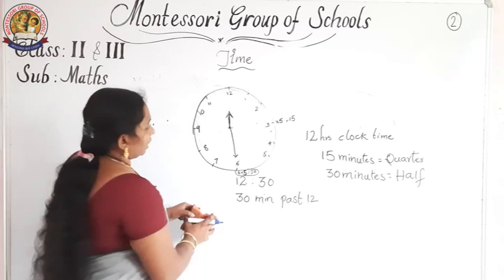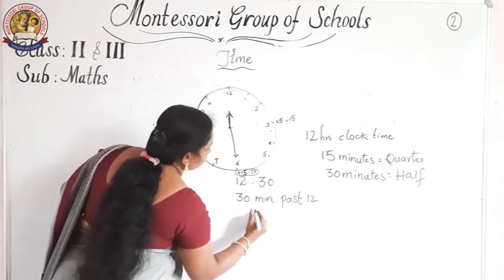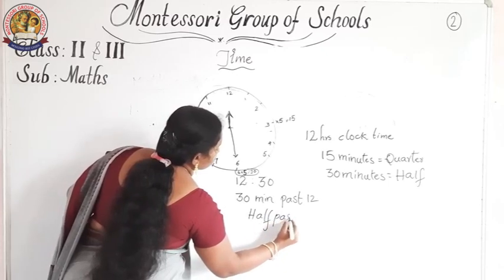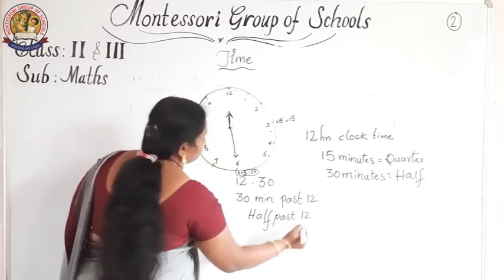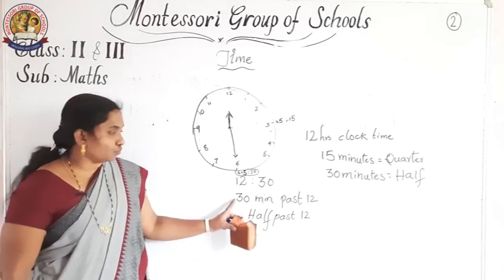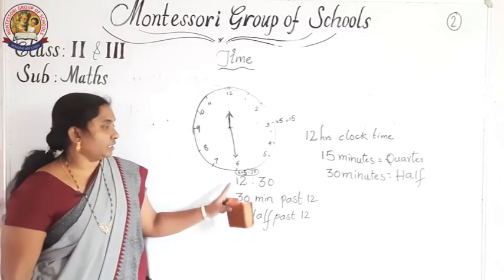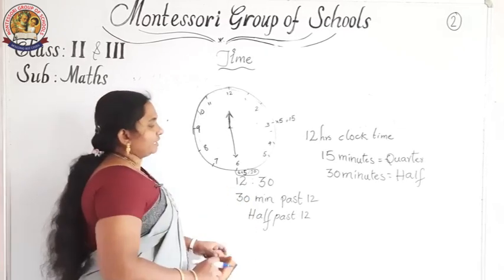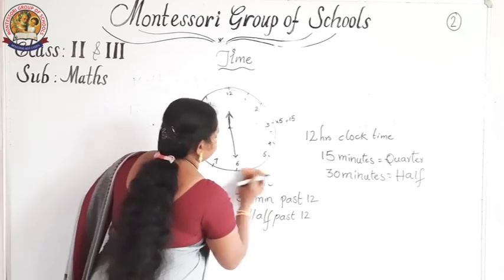Okay. So again, how do we write? Half past 12. That is half past 12. Okay, understood? These two methods we are using in writing time in words. So now this is 12:30. Now next.